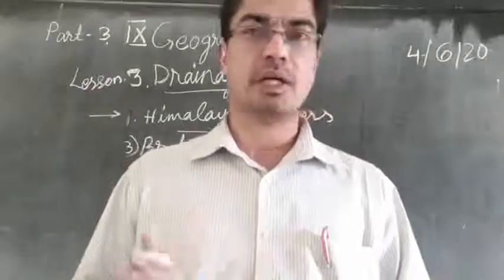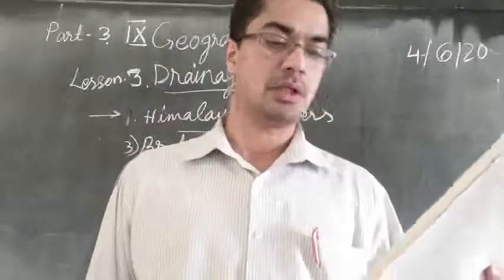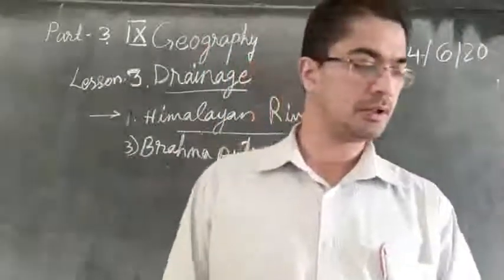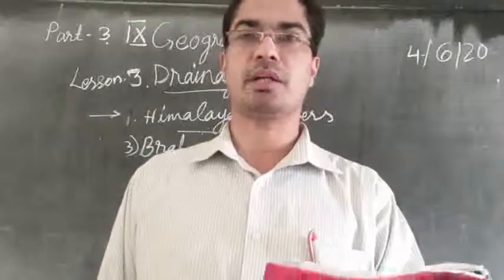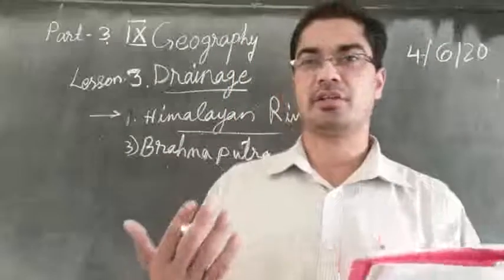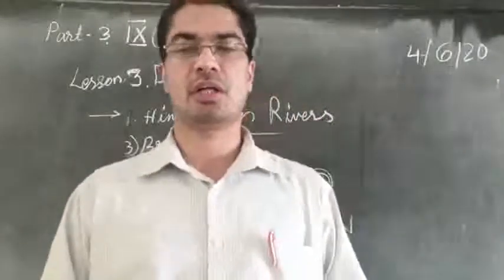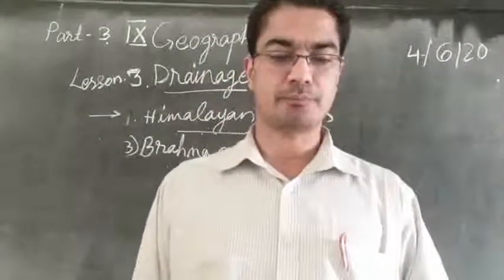Then it is joined by other small rivers like Dibang, the Lohit, the Kenula, and many other tributaries to form Brahmaputra in Assam. So as it is entering into Assam, many other rivers will come and join, and when it reaches Assam, it is known as Brahmaputra.